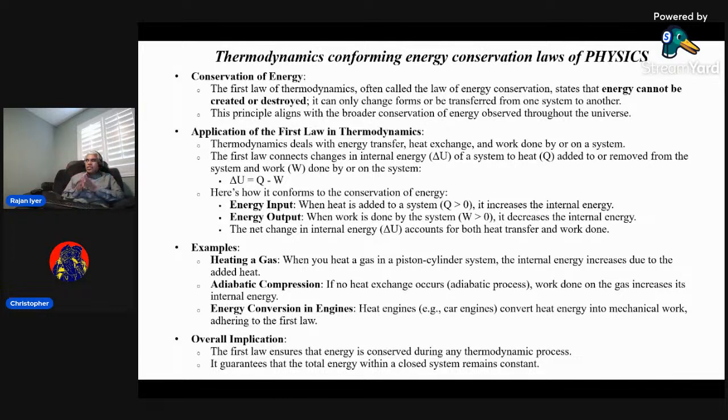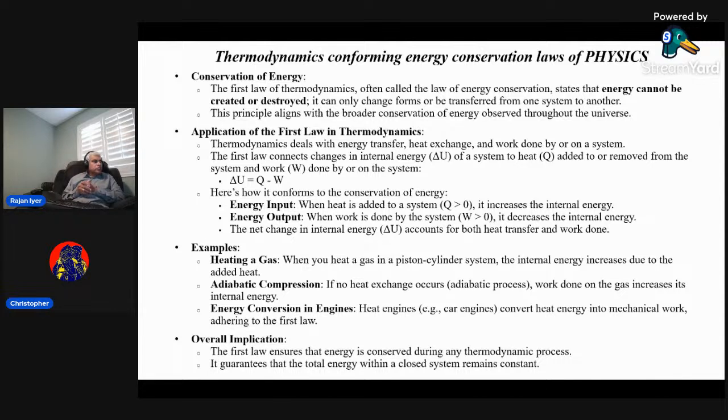Energy conservation in engines, for example heat engines, like in cars or any transportation systems, we produce heat energy, for example by using petroleum or gas that we ignite and heat up in a chamber, and that heat energy is transferred into mechanical work through the piston cylinder system. So it converts the heat energy to mechanical work. But if you calculate that, it also follows the first law of conservation.